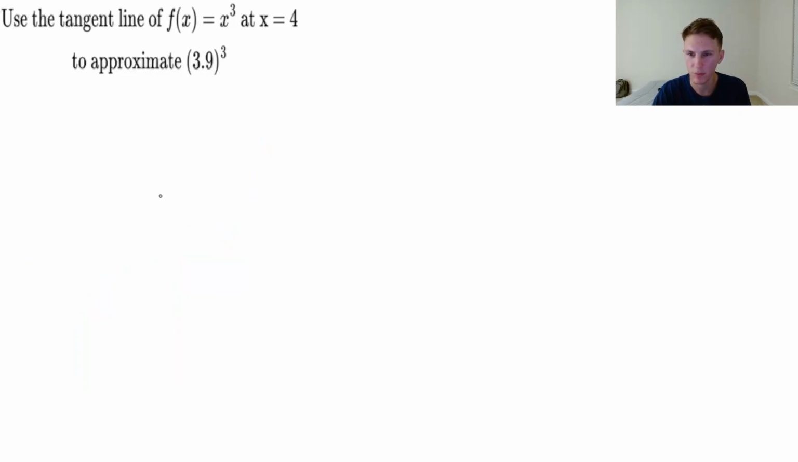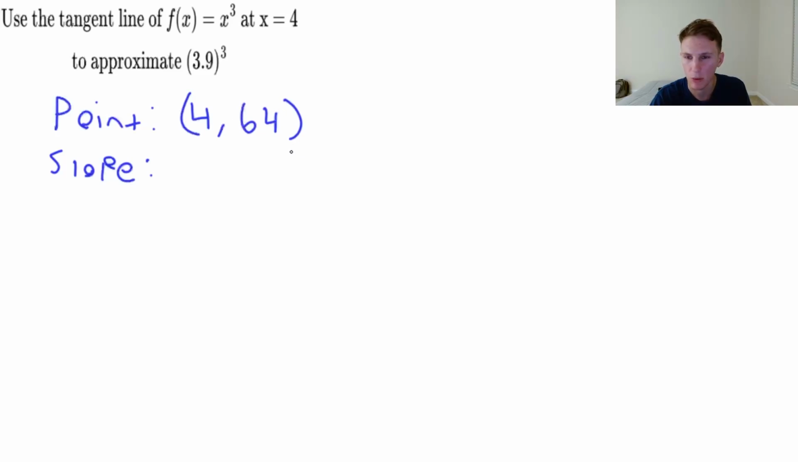So just like before, first thing we've got to do is get the point and slope. When you're making these tangent lines, you always need the point and the slope. We know that x equals 4, and then we just plug in 4 into x cubed. So that'll be 64. And then we've got to get the slope. We'll do our derivative real quick over here. So f prime of x will equal 3x squared. We just use our power rule.